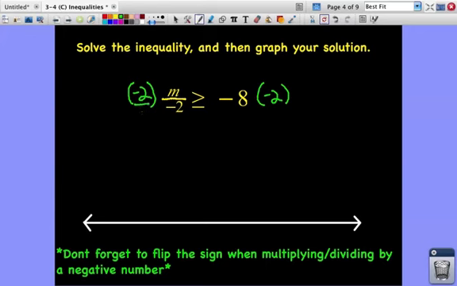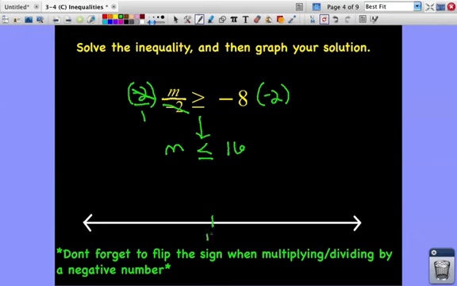So I'm going to multiply by -2. This is like having a -2 over 1. So these cancel out right here. If you cross-reduce these fractions, they cancel out. So I'm left with just m. But now, because I multiplied by a negative number, I need to flip my inequality sign. So before it was greater than or equal to, now it's less than or equal to. -8 times -2 is positive 16. So my solution is m is less than or equal to 16.